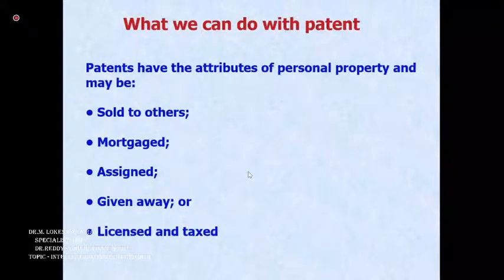So you have the invention, you filed a patent, you got the patent. What can you do with the patent? Patents have the attributes of personal property, so you can sell to others, or you can mortgage. That means you can give it for some period of time, or assign it to someone else who really needs it, or maybe give it away. If you have the patent but you are not practicing it, and you are not giving or selling to anyone, then you can hand over your invention to the government, so that it will be open to the public. The term of the patent is 20 years.